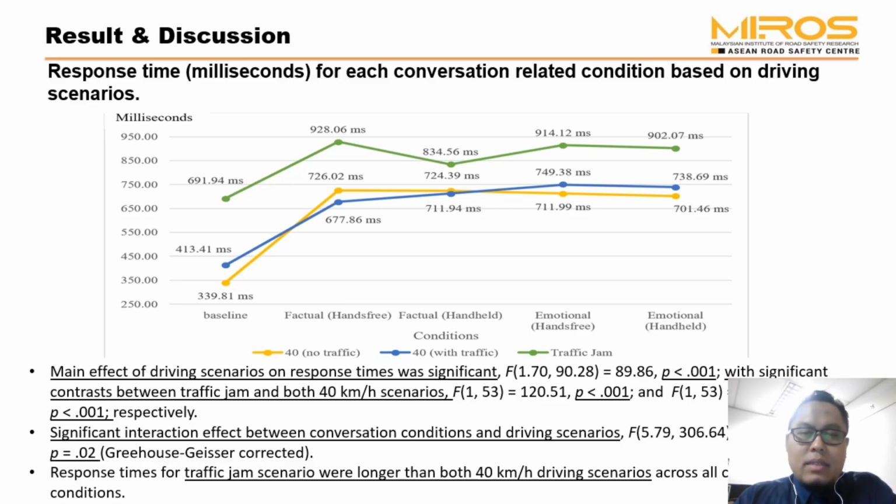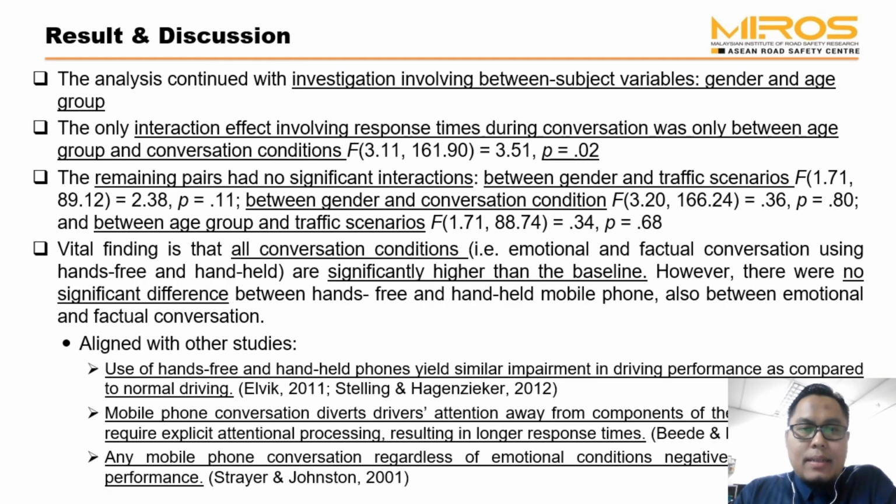There was also a significant interaction effect between conversation conditions and driving scenarios, in which the p-value is close to 0.02. So the graph depicts these results. Response times for the traffic jam scenario were longer than both 40 km per hour driving scenarios across all the conversation conditions. So the analysis continues with an investigation involving between-subject variables, whereby gender and age group.